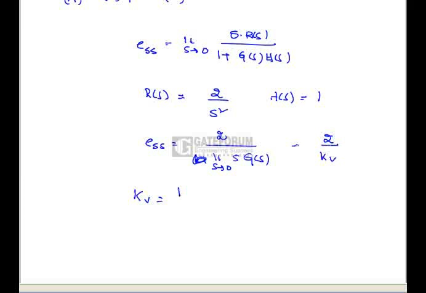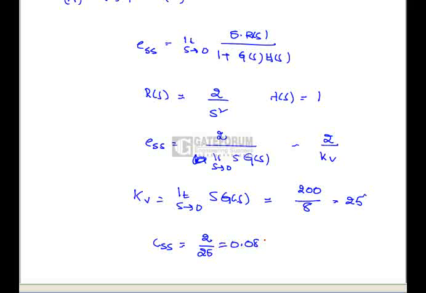Kv is nothing but limit s tends to 0 of s G(s), which equals 200 by 8, which equals 25. So e_ss equals 2 by 25, which equals 0.08.